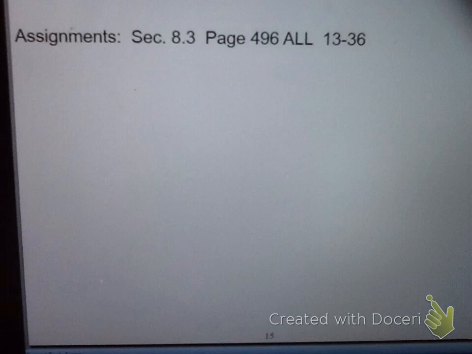And that is all for section 8.3. Here's your assignment. Make sure you go and check your odd answers in the back of the book.